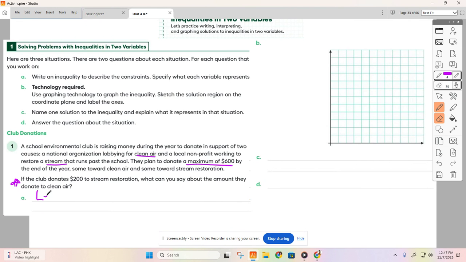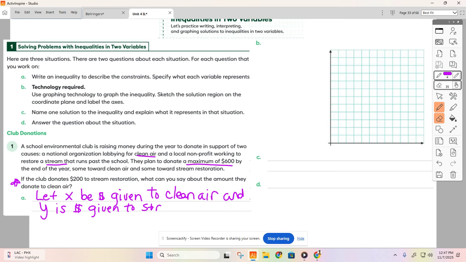So I start by defining my variables. Remember, you should write what I write. Let X be the money that they give to clean air. Given to clean air. And Y is the money given to stream restoration. So my first step is always to say what my variables represent. Y'all should be writing that.